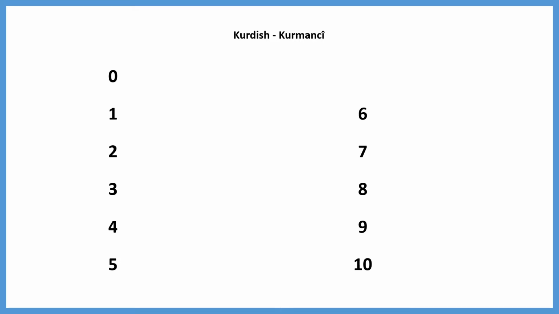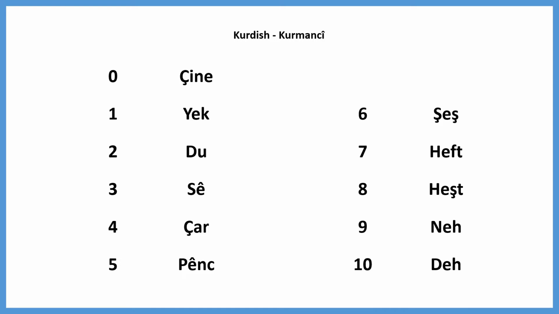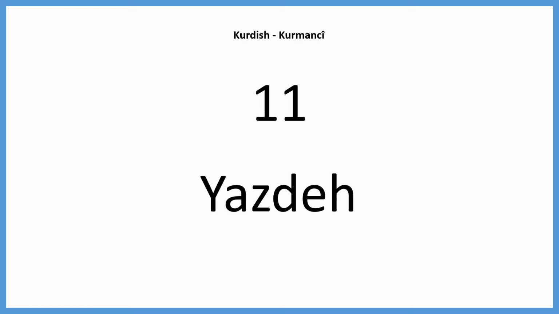You may pause the video here and see how many you can remember. Welcome back. The numbers from 0 to 10 are çine, yek, du, se, çar, penc, şeş, heft, heşt, ne, de. The numbers from 11 to 19 are quite simple. Each of these have the number 10, de, as the suffix, so at the end of a word.